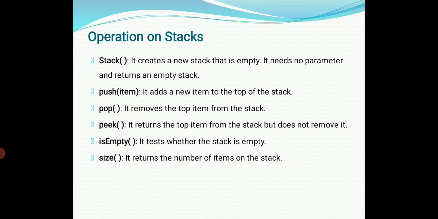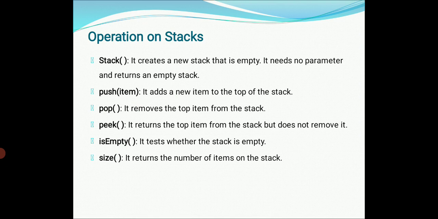The first example of a linear non-primitive data structure is the stack. So what do we mean by the stack? The stack is an ordered collection of items where elements are inserted at one end and deleted at the same end. That end we call the top of the stack.